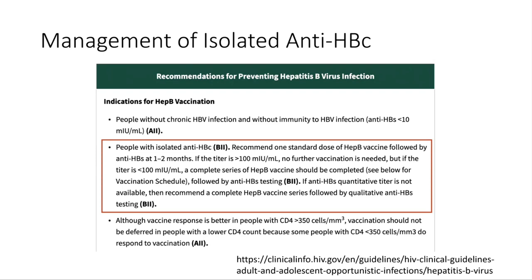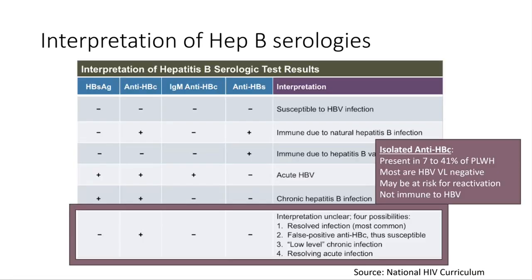If it's greater than 100, then you're done. No further vaccine is needed. But if it's less than 100, you complete the series. If you can't do that titer in 1 to 2 months, then you just complete a whole series and check it, which honestly in clinic is often more practical than trying to get people back in the middle to check it and then continue the series. So usually in practice, at least at the health department, we would just try to vaccinate them. Again, most of the time the viral load's negative.